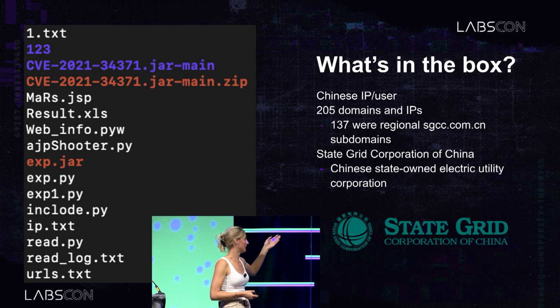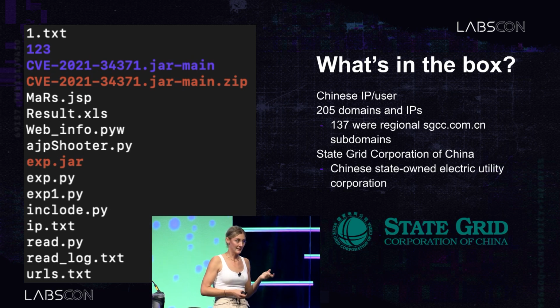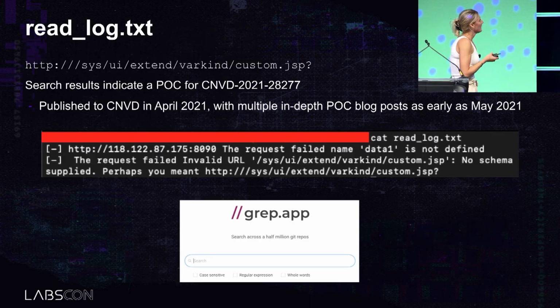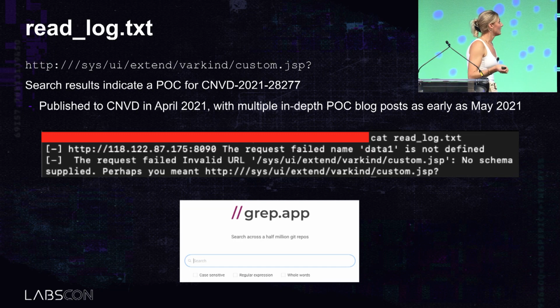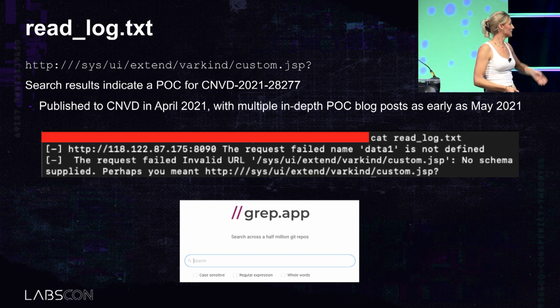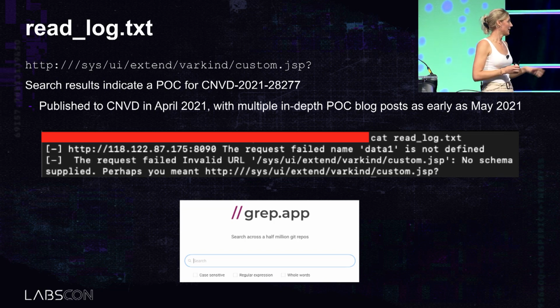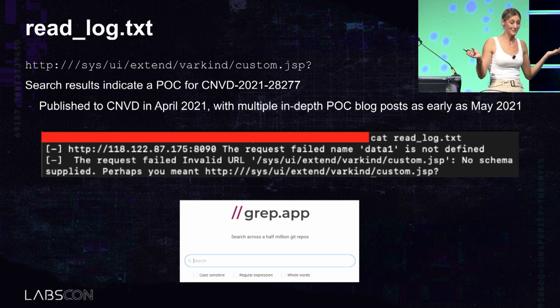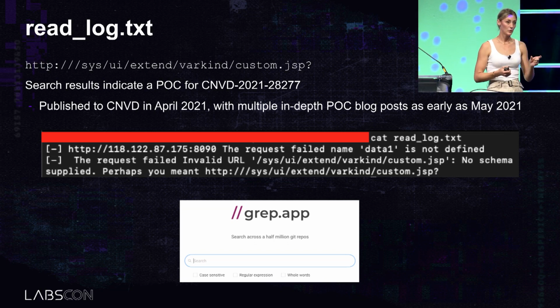3 of the exploits on there were mapped to vulnerabilities that had CVEs. But then at the very bottom, I came across read_log.txt. This was an error message, with a really unique string up top, sys UI extend varkin custom.jsp. And this is the error message. So I started Googling around that. Also, grep.app is a useful tool. I recommend it to anyone. If you're trying to find code or strings from repos, it has a great repo search function.